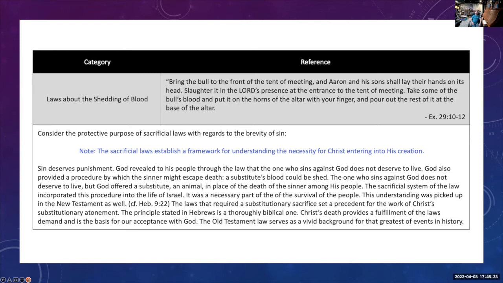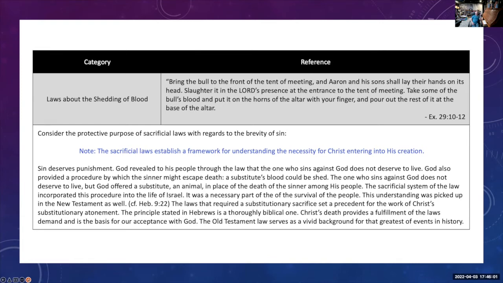This understanding was picked up in the New Testament as well. You can refer to Hebrews 9:22. The laws that required a substitutionary sacrifice set a precedent for the work of Christ's substitutionary atonement. And yes, penal substitutionary atonement is biblical as reflective of the framework that was established here. The principle stated in Hebrews is a thoroughly biblical one. Christ's death provides a fulfillment of the law's demand and is the basis for our acceptance with God. The Old Testament law serves as a vivid background for the greatest of events in history.